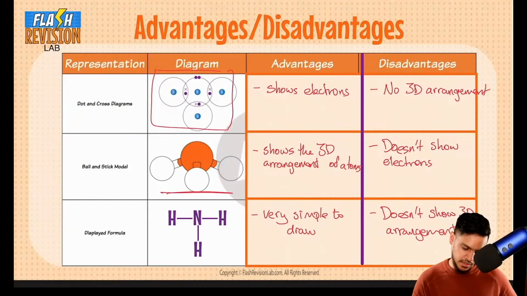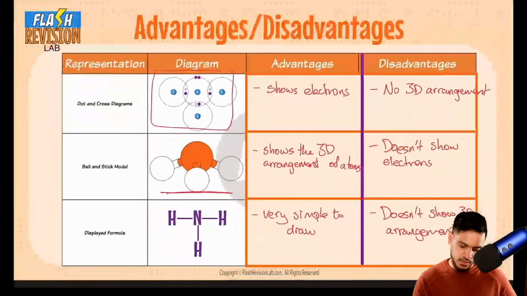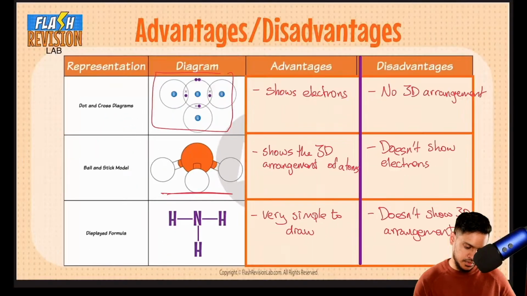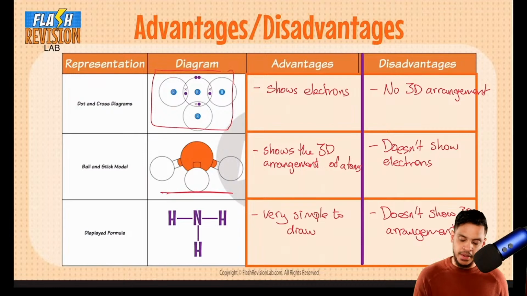What does it say in the second box? You're talking about this one? Shows the 3D arrangement of atoms. Or is it this second box? Let me say all of it. So: shows electrons, no 3D arrangement. Shows 3D arrangement of atoms, doesn't show electrons. Very simple to draw, doesn't show 3D arrangement. Yeah? Okay, so you might get questions on this asking you to write the advantages and disadvantages.